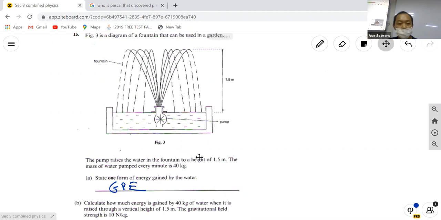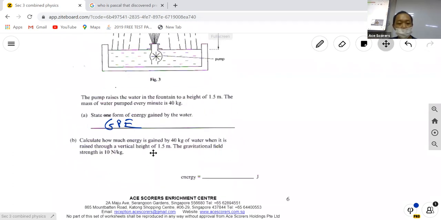Calculate how much energy is gained by 40 kg of water when it is raised to a vertical height of 1.5. So we use the formula. Okay, what is the formula? MGH, right? So 40 times 10 times 1.5 is 600 joules.